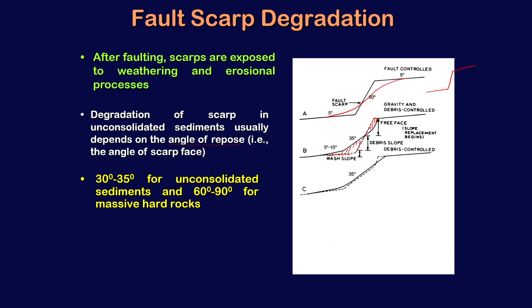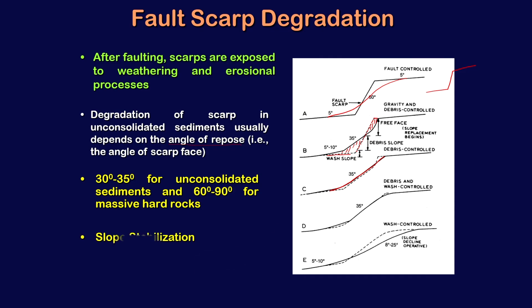So, degradation continues as shown in C, and this profile will start smoothing the topography of the scarp during the degradation process. And finally, it will stabilize. Slope stabilization will occur at around 35 degrees in the case of loose sediments, and further it goes as gentle as 8 to 25 degrees. What we are interested in further, of course, is the stabilization of the scarp slope, but at the same time the wash slope area or debris flow areas.